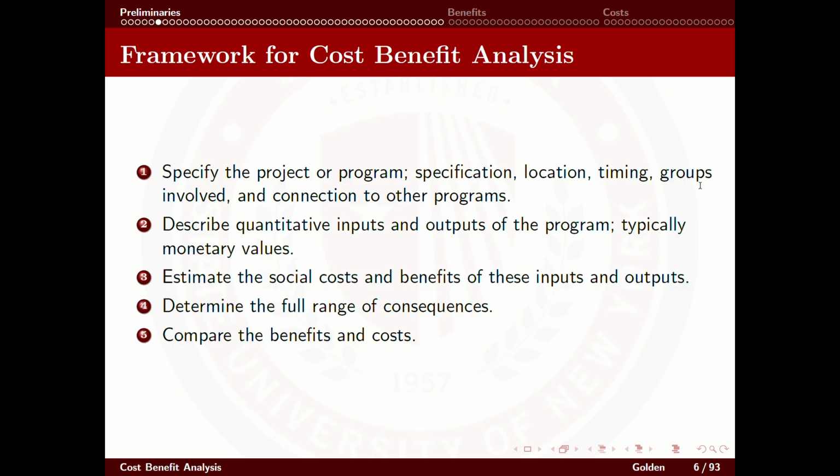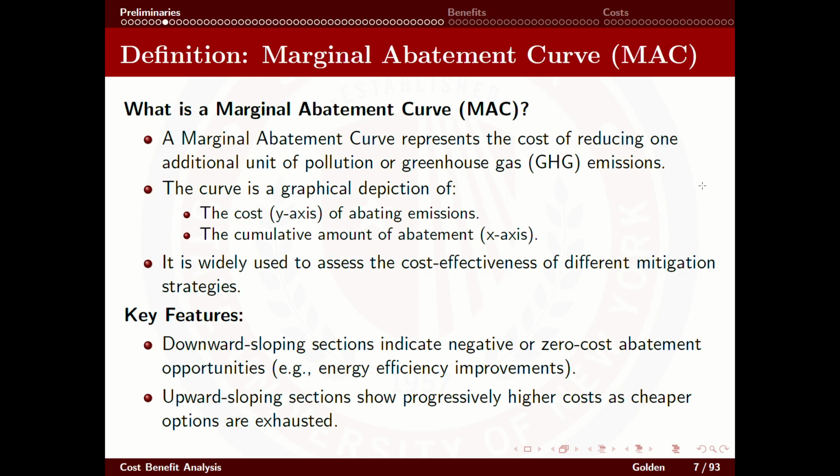So this is a framework for the cost-benefit analysis. You start by specifying a project or a program: specification, location, timing, groups involved, connection to other programs. Then you describe the quantitative inputs and outputs of the program, typically monetary values. You say, here's what the program does, here's what the program takes in, here's how much it costs, here's what we could have done with the money, and then you look at the outputs and try to put them in dollars. Then you estimate the social costs and benefits of these inputs and outputs. You determine the full range of consequences and compare the benefits and costs.